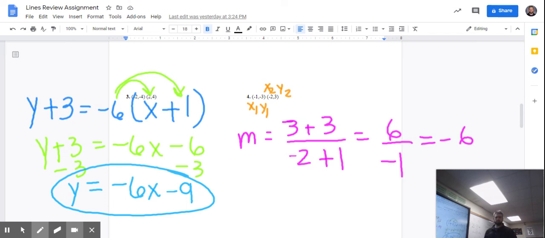All right. So that's how we do it when we have 2 points. We find the slope. After we find the slope, then we put it into point-slope form using that x1, y1 again, and then we're able to simplify it and put it into slope-intercept form.